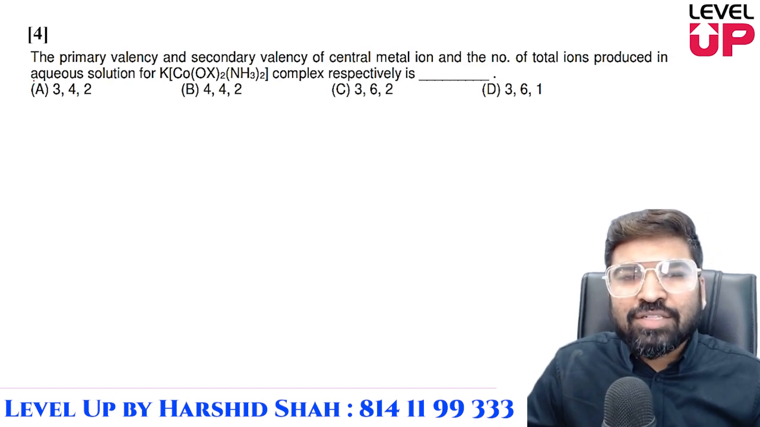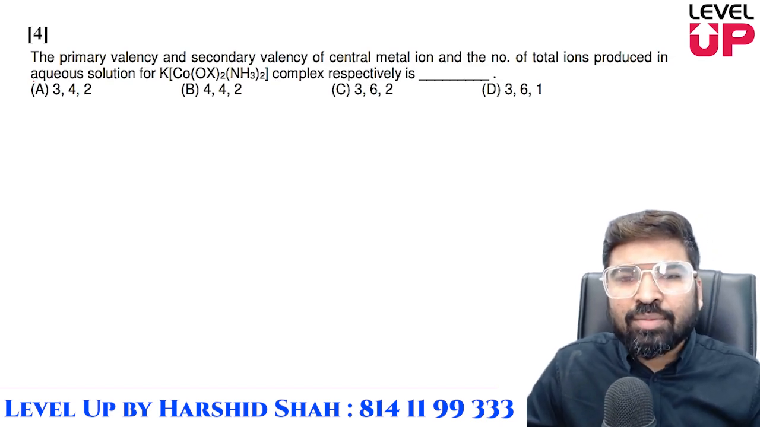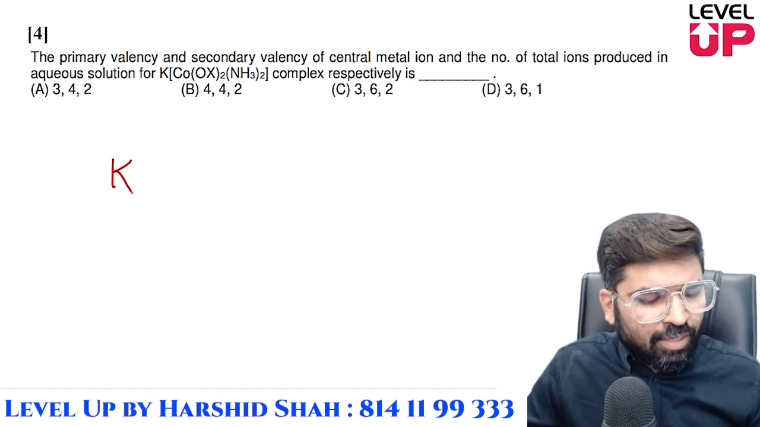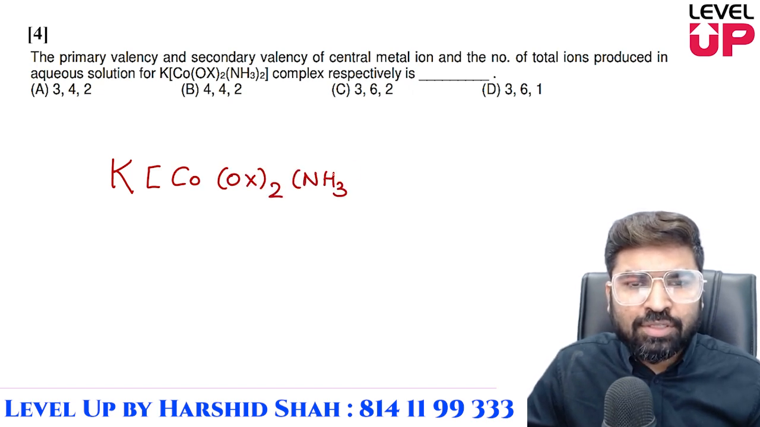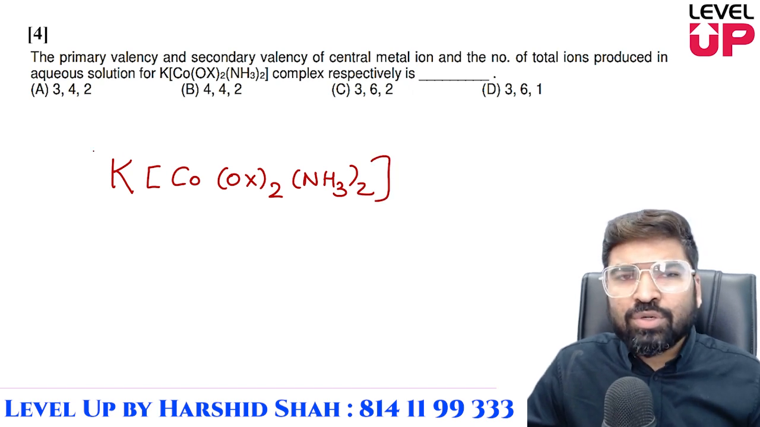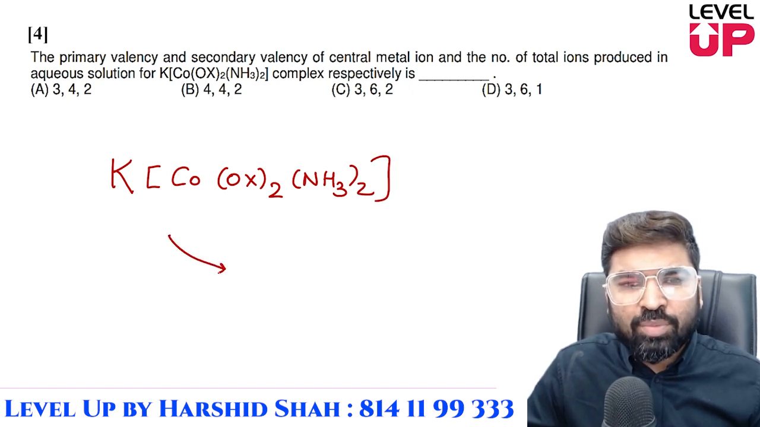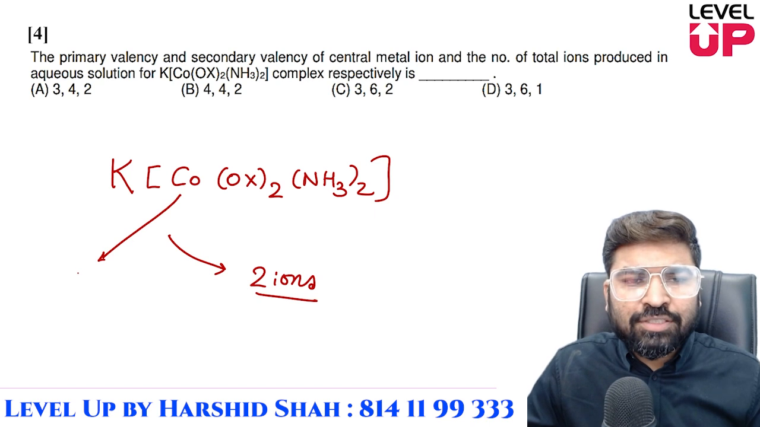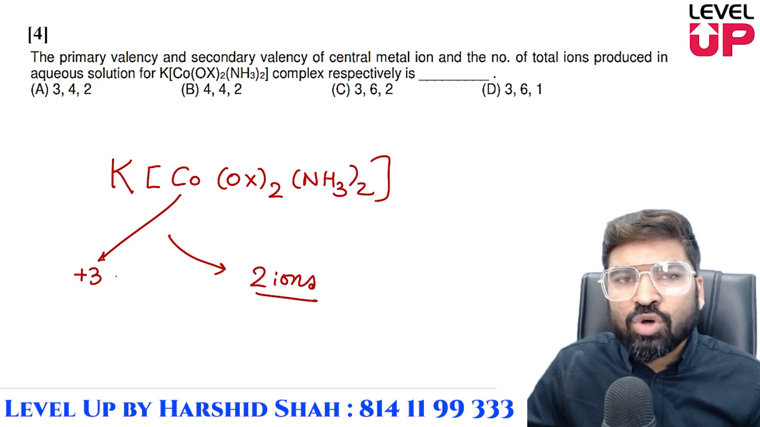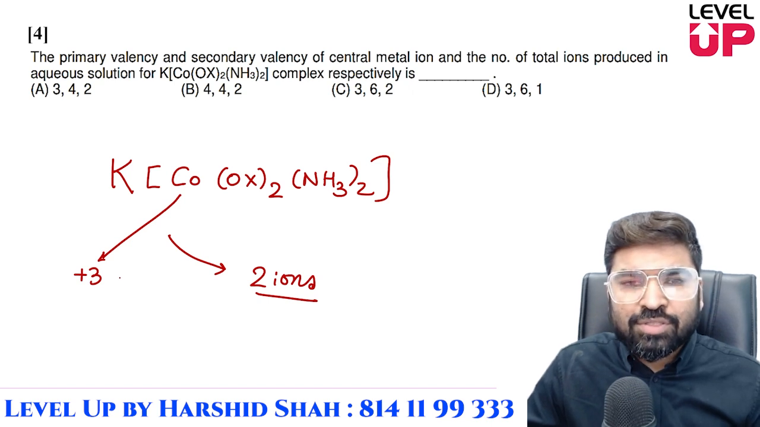The primary valency, the secondary valency of the metal ion and the number of ions produced in the aqueous solution will be what? Okay, so it is K[Co(ox)2(NH3)2], right? The easiest one to identify is the number of ions. So how many ions are there? 2 ions are getting produced, 1 potassium, 1 complex ion. Cobalt has the oxidation state +3 because oxalate is -2 and potassium is +1, so +3.